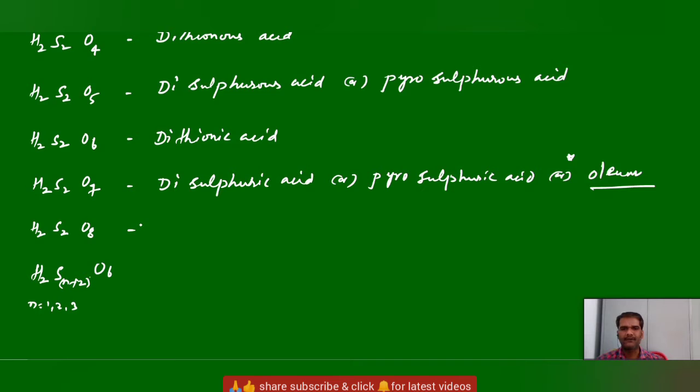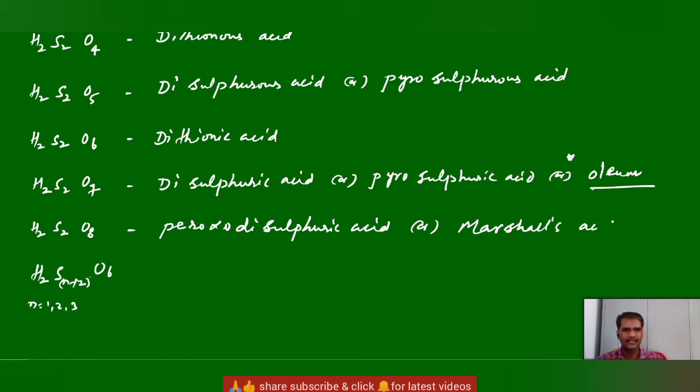H2S2O8. Here we have one peroxide linkage. Two sulfuric acid units are linked with one peroxide linkage. Hence it is called peroxodisulfuric acid. This is also called Marshall's acid. Its name is also very important. Oleum, Marshall's acid, Caro's acid, these other names are very important.